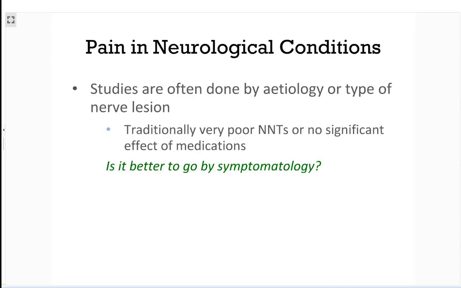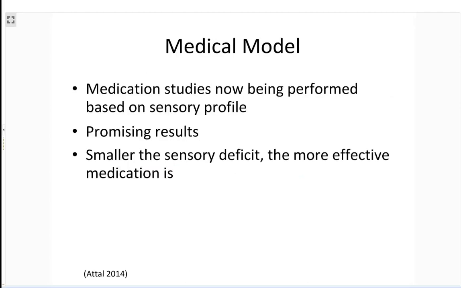So when people have looked at studies that have been done in pain in neurological conditions, they've pretty much always done them with regards to the effect of this medication on pain in stroke or in multiple sclerosis or in Parkinson's. And the numbers needed to treat have been very, very poor or no significant effect at all.